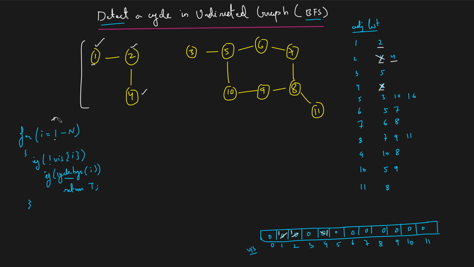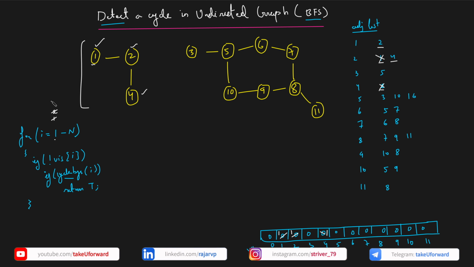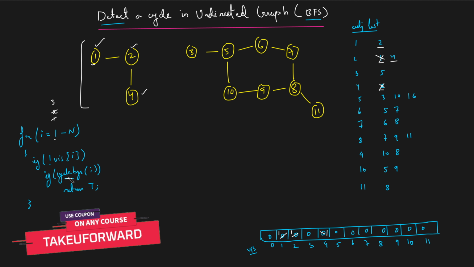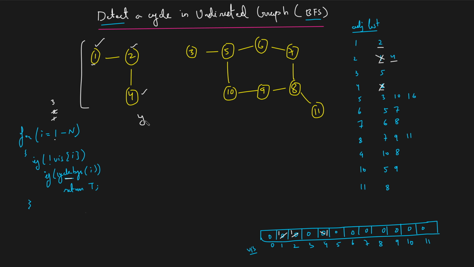So the I will become 2. Is 2 visited? Yes, because this component was already visited. Next time I will become 3. Is 3 visited? No. So if 3 is not visited, I go inside that and call the cycle BFS function. So the cycle BFS function will now call 3, right?